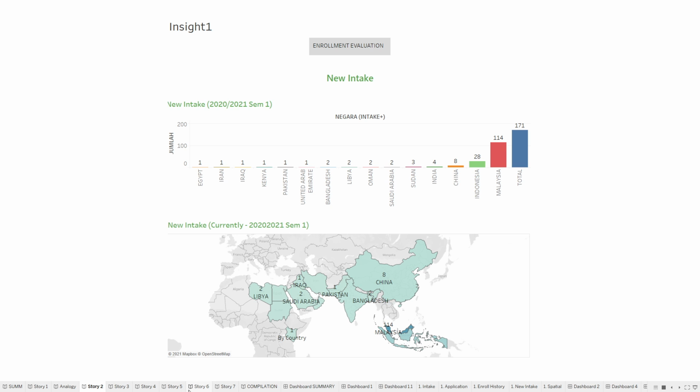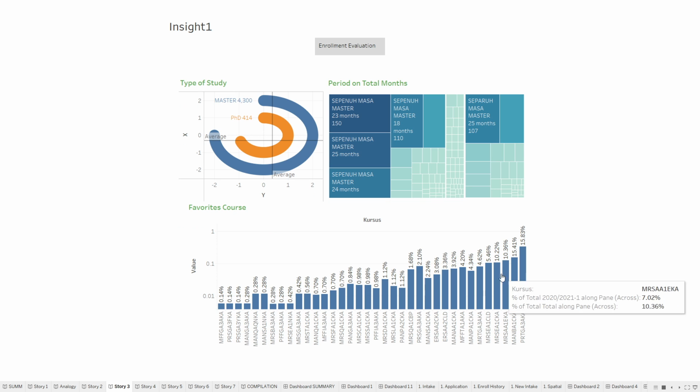Okay, next we go to story 3, and this is the insight. It has been said that master students are 10 times the number of PhD students. I think that is quite interesting. It can be said that there are 10 times more master students than PhD students in the current situation.